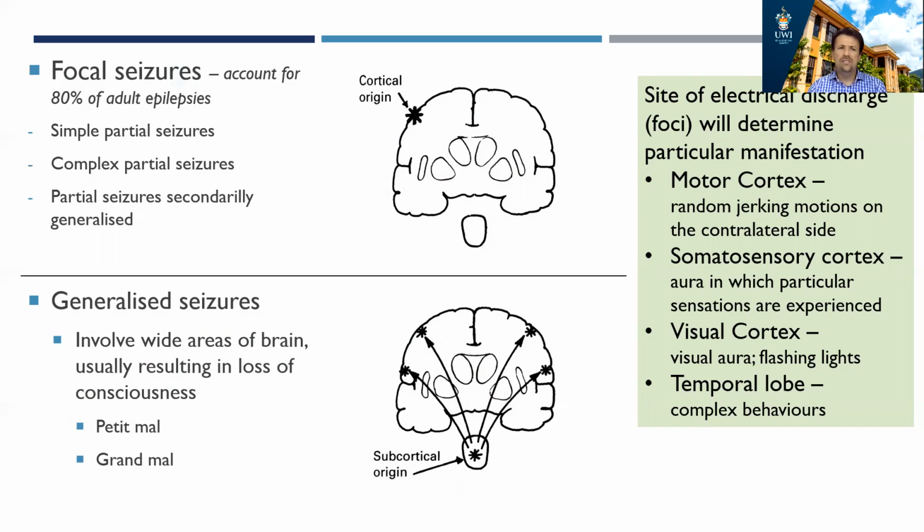Now, focal seizures are usually cortical in origin and tend to be limited to one particular region of the brain. Generalized seizures can start in one part of the cortex and spread to the rest of the cortex. But very often, they're subcortical in origin. And because many of the subcortical neurons project to wide areas of the cerebral cortex, having started there, it then spreads and leads to the generalized seizure.